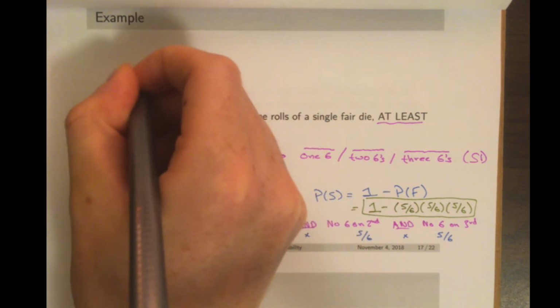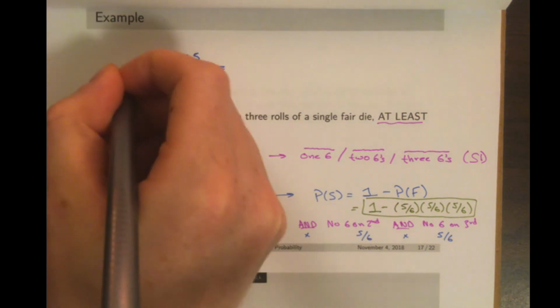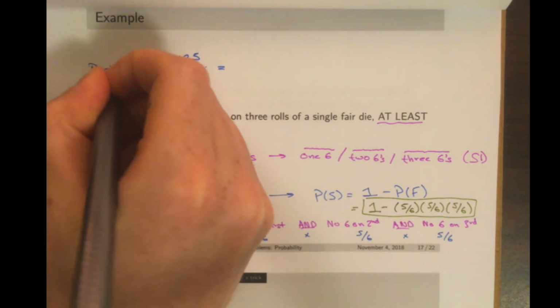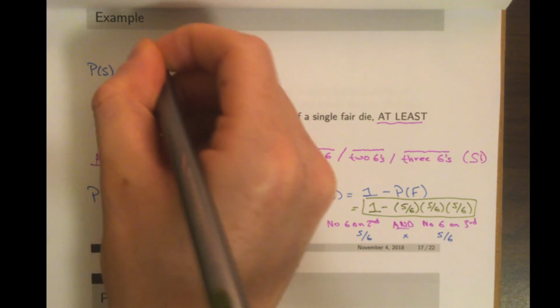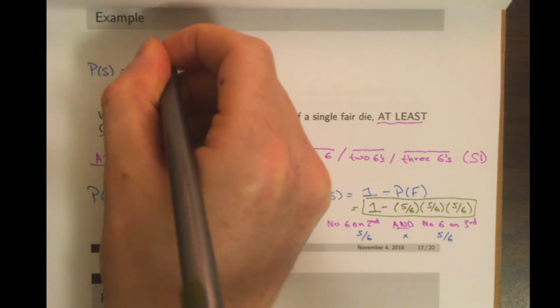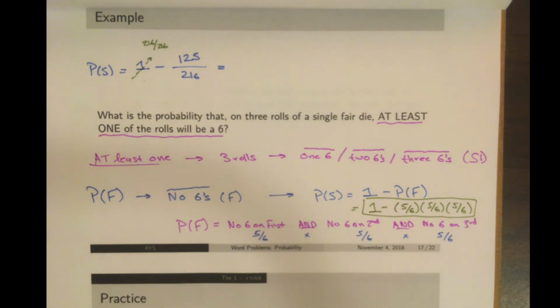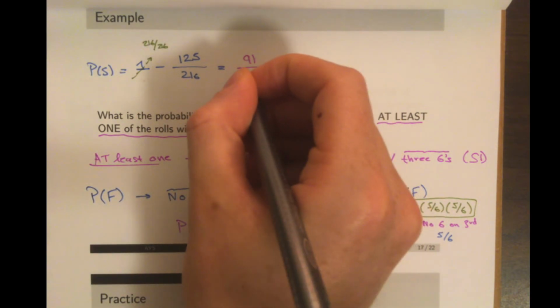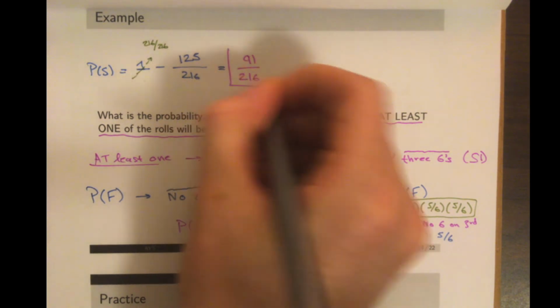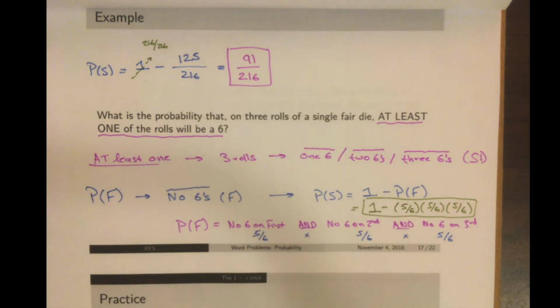So it's 1 minus 125 over 216 equals the probability of success. Well, 1 is the same thing as 216 over 216. So I would do 216 minus 125. They have the same denominator, so all I have to do is subtract the tops. And if you do that, you get 91 over 216. And that would be your answer as a fraction. Okay? So that's a question of flipping.